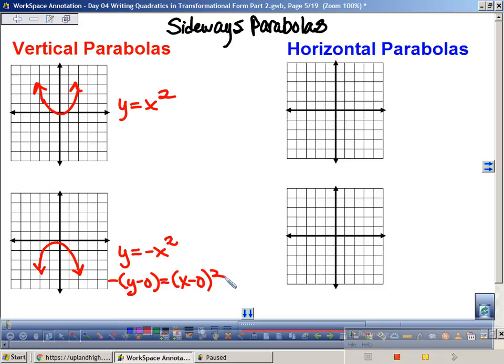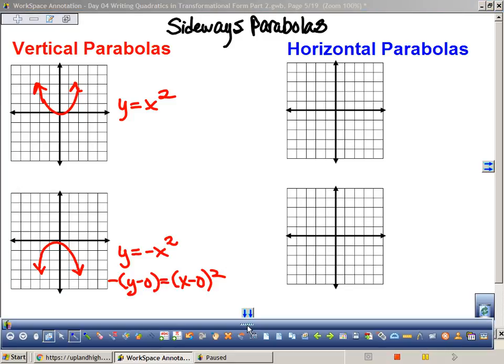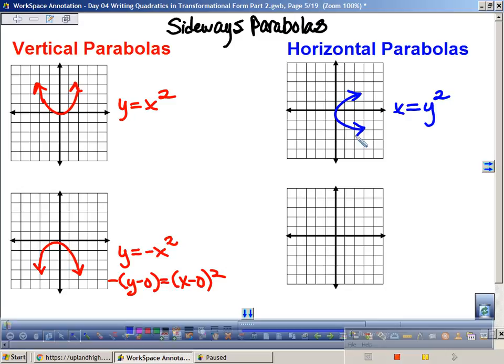Do you guys want me to put this one like that one too? Or we'll just do that? Is that good? Yeah? Okay. Let's look at this one, the horizontal one. So the horizontal is x equals y squared, and we know it looks like this. So if we want to talk about it in the negative direction, the parent graph would be x equals negative y squared, or negative x minus 0 equals y minus 0 squared.